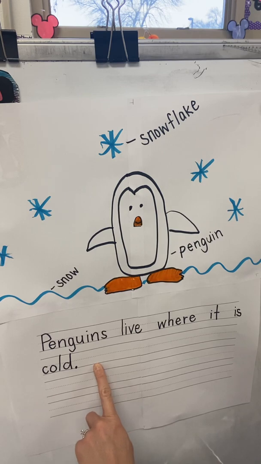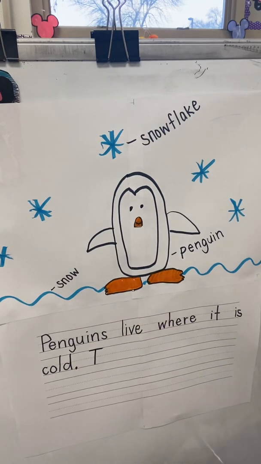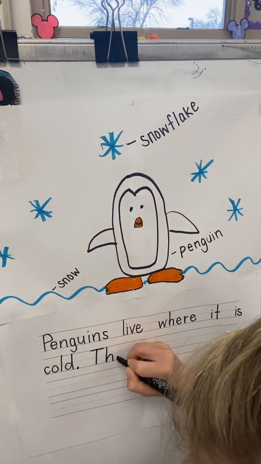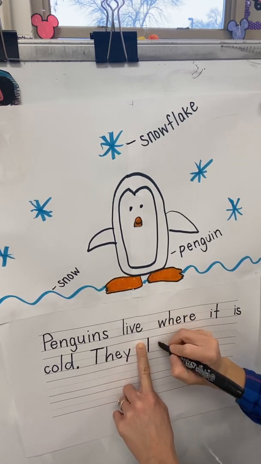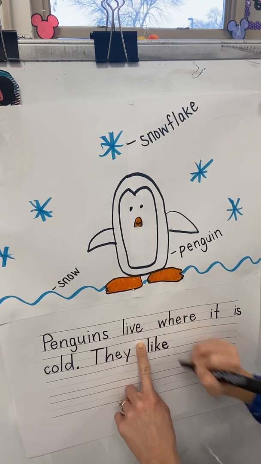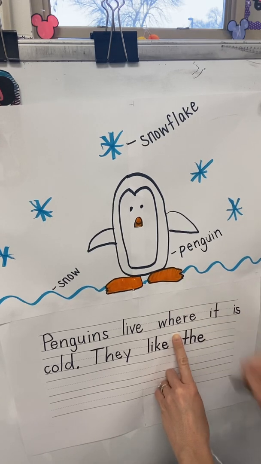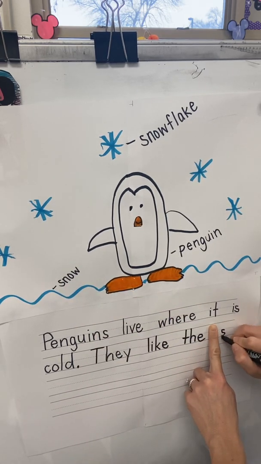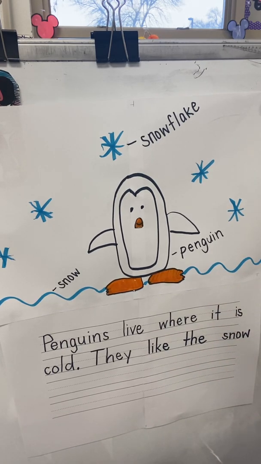So it's a new sentence. Do you see how I have a period? So I have to make sure that my next letter is a capital letter because it's the first letter of my next sentence. They is spelled T-H-E-Y. They like, how do you spell like? L-I-K-E. They like the, how do you spell the? T-H-E. Awesome. They like the snow. And I have snow right here. I could just copy it. S-N-O-W. Now I'm all done with that sentence. So how do I show that I'm all done? I need an end mark or a punctuation mark, so a period.